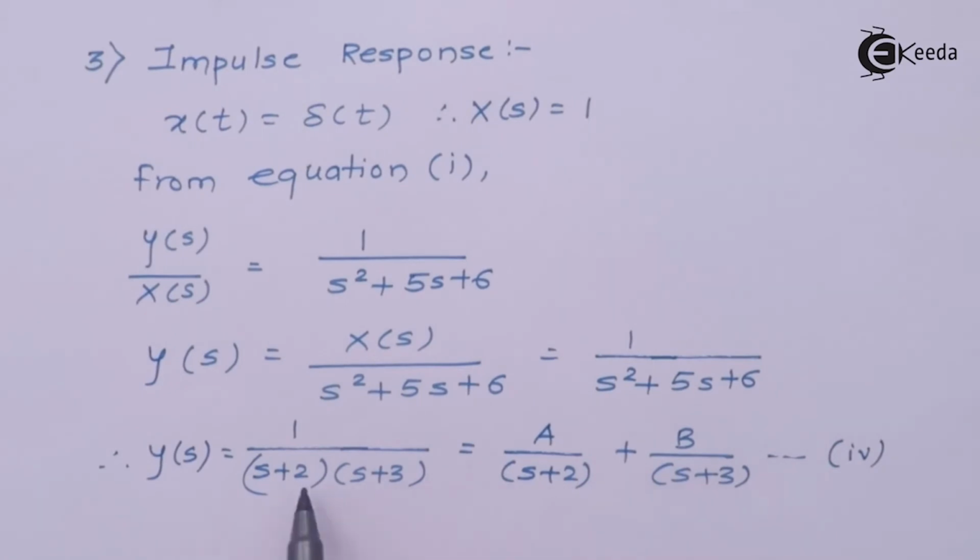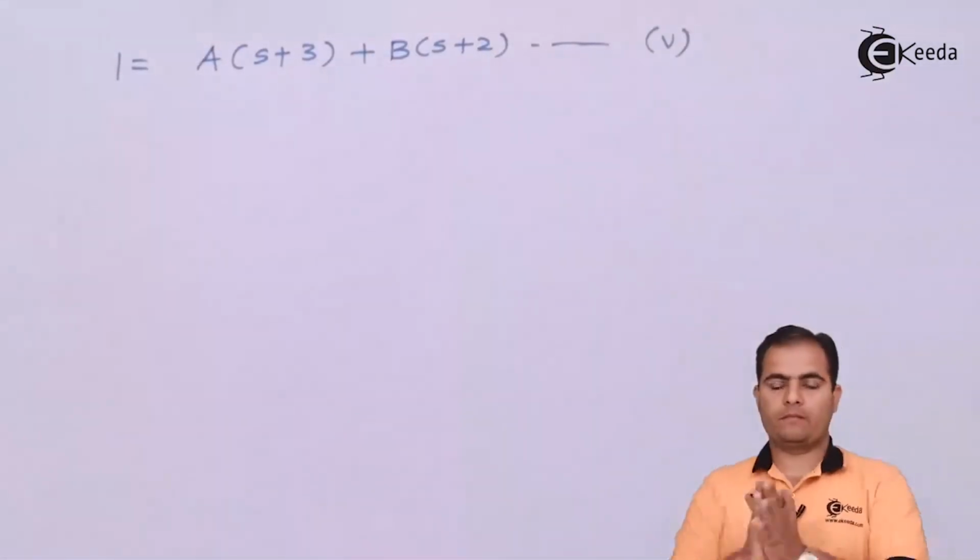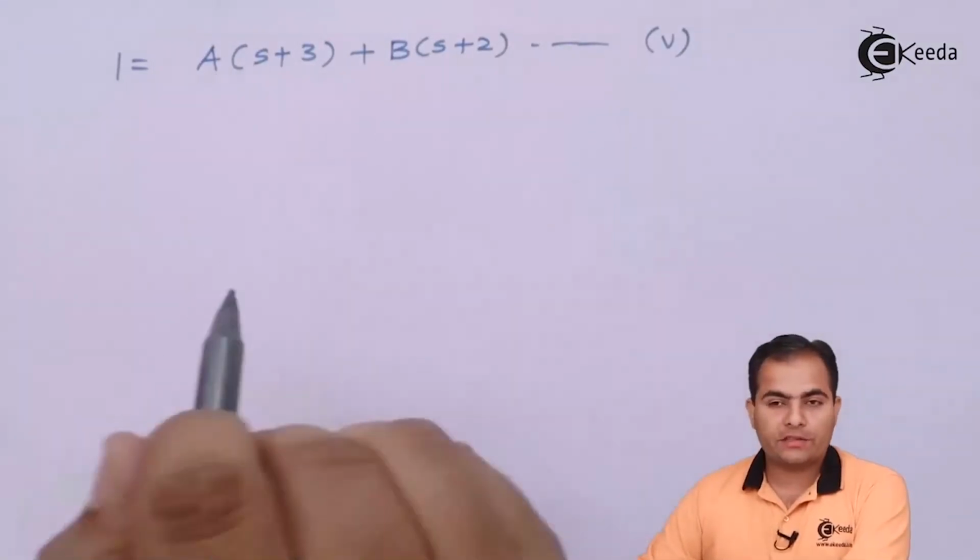Now just do the cross multiplication. So as I told you, the shortcut: what is there in the denominator of a? We have s plus 2, so ignore this s plus 2, only s plus 3 will be multiplied with a. And in case of b, here we have s plus 3 in the denominator, so b will be multiplied with s plus 2. This will be on the right hand side, and on the left hand side we have only a 1. So this is my equation number 5.